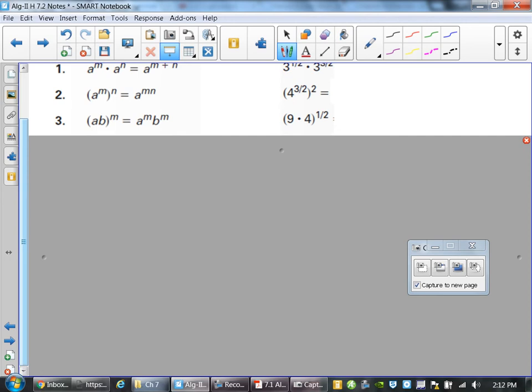Very similar to what we have done in the past with just integers, but now we're going to start talking with rationals, so we're going to have fractions. Okay? I'm okay with that.